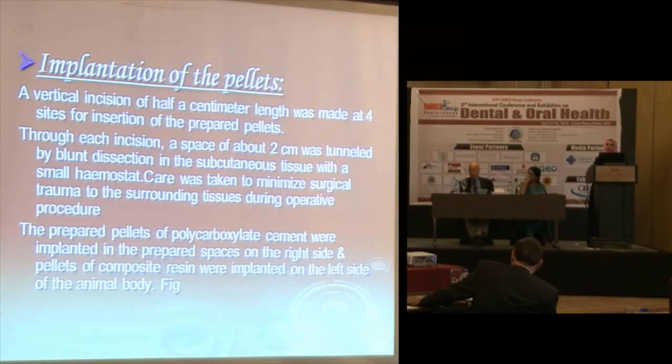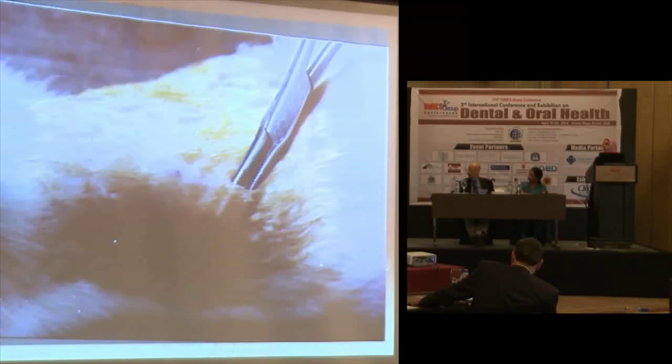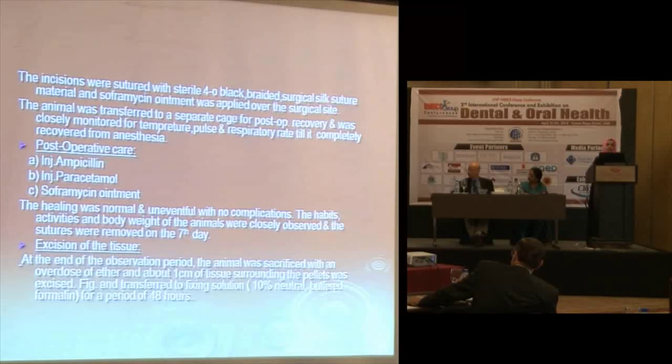The prepared pellets of polycarboxylate cement were implanted in the prepared spaces on the right side and the pellets of composite resin were implanted on the left side. These are the pictures. The incisions were sutured with sterile 4-0 black braided surgical silk suture material. The animal was transferred to a separate cage for post-op recovery and was closely monitored for temperature, pulse and respiratory rate. Then post-operative care was given.